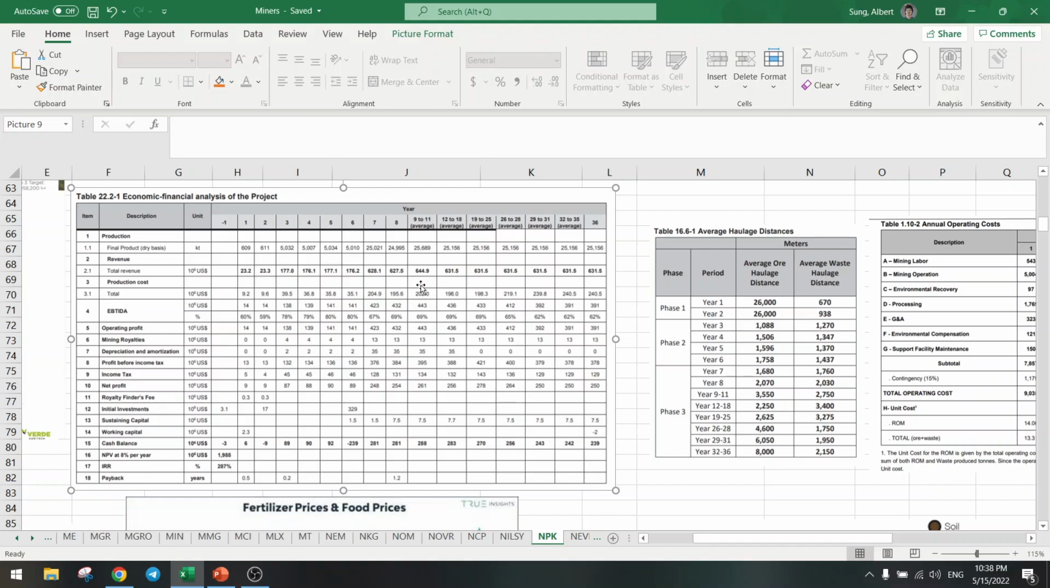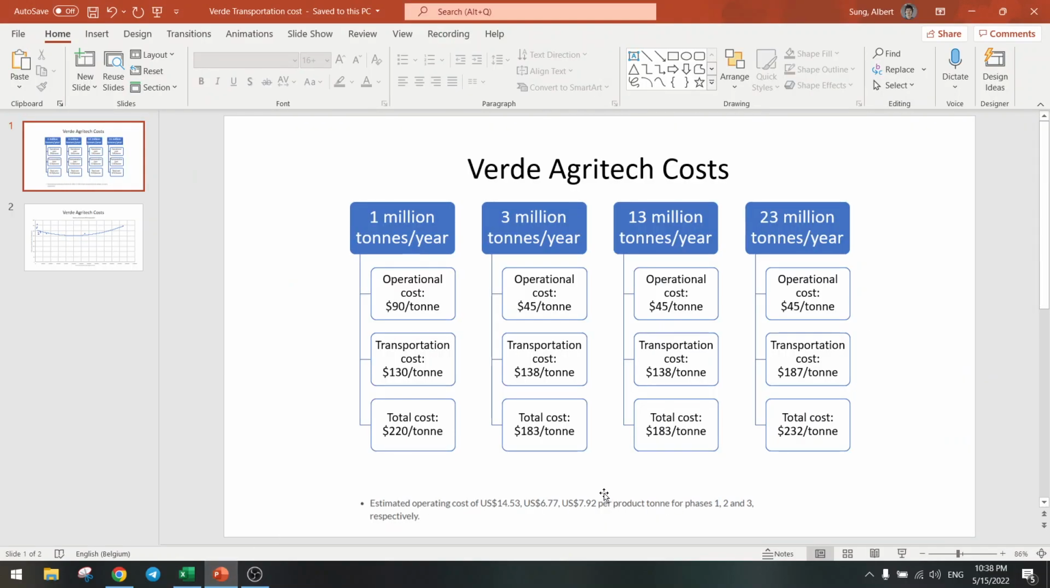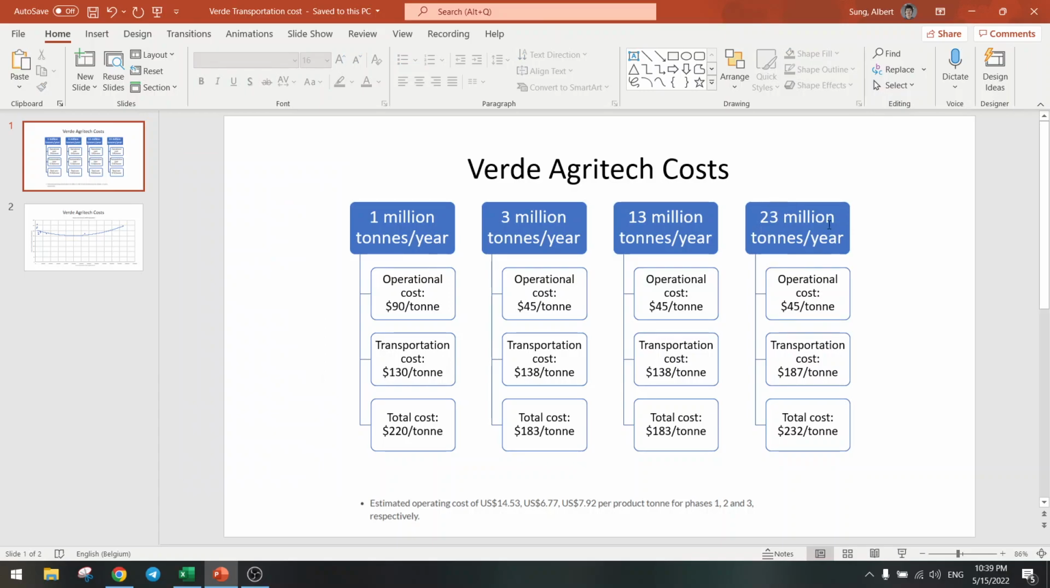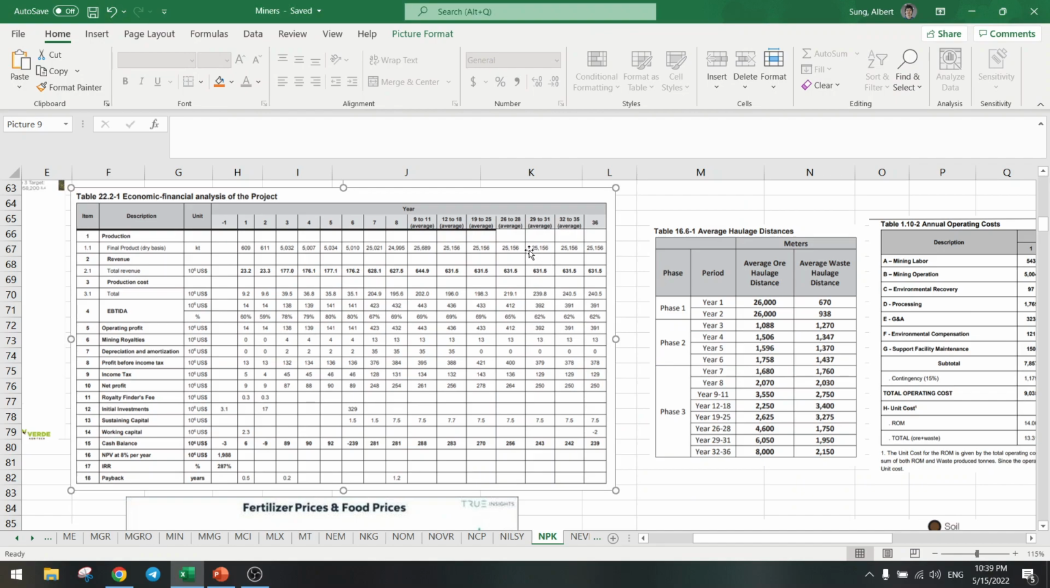Same with this number here. 200 divided by 25 gives you the same here, $8 per ton. And I do this times 6, and we get $45 per ton. Okay, $45 per ton for the 23 million tons per year. So these are all numbers that come from the feasibility study.